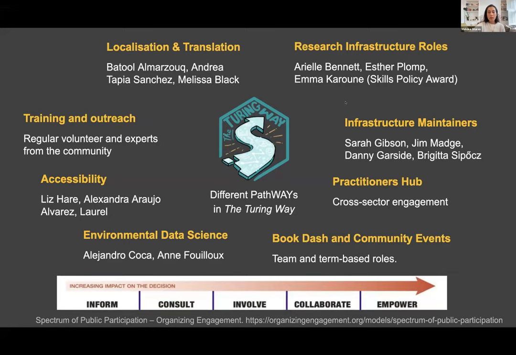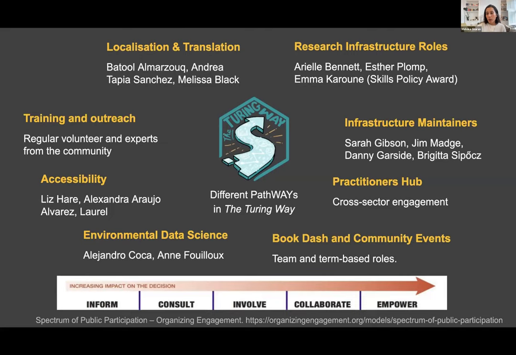We have many people who are doing training and outreach based on the Turing Way resources. We have infrastructure maintainers who have been making sure that our book doesn't break and that we are making it accessible and useful for everyone. We have an accessibility working group. We have an environmental data science book. We also have our yearly Book Dash sprints and events and lots of different things that you would hear about. And I'm currently working on something called the Practitioners Hub, where we are working with specific organizations from different sectors who can share the practices of open science from their respective sectors and tell us how the Turing Way can be useful for their own work.